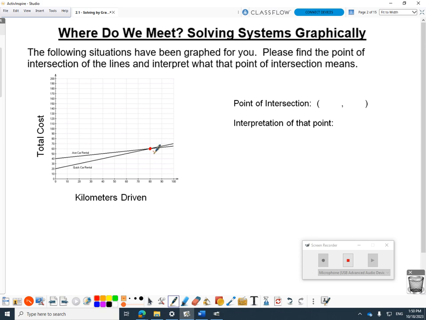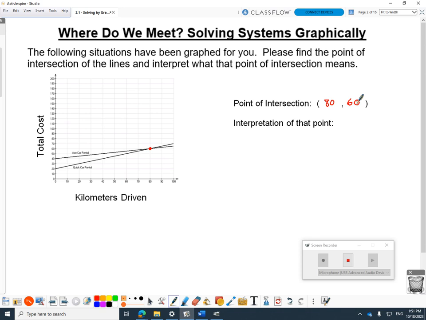What are the coordinates of the point of intersection? Cameron. 80 and 60. A couple of people had the problem that they got these two things reversed. Just a couple people. It was mostly really good. 80 along here, you go along the x-axis first, then you go up to the 60.